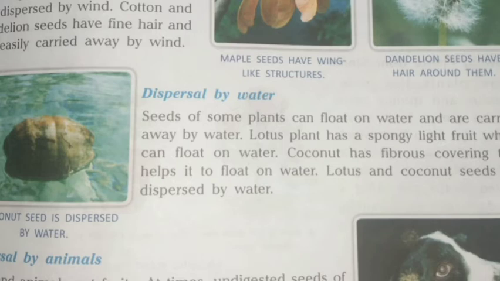Dispersal by water. Seeds of some plants can float on water and are carried away by water. It means there are some seeds which can float on water, so water carries them away. For example, the lotus plant has a spongy, light fruit which can float on water. Coconut has a fibrous covering that helps it to float on water. Lotus and coconut seeds are dispersed by water because they can float.